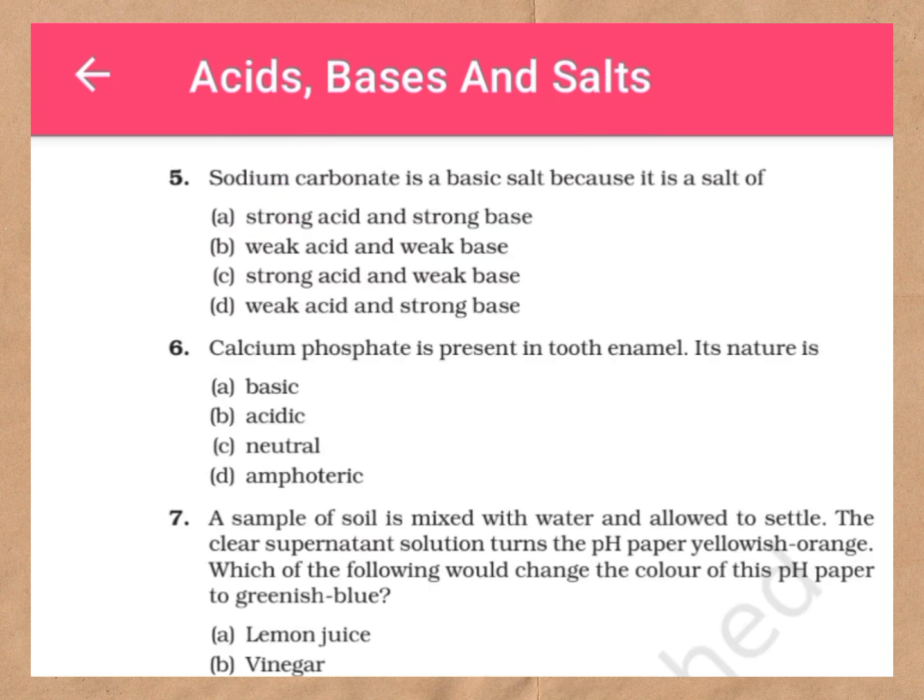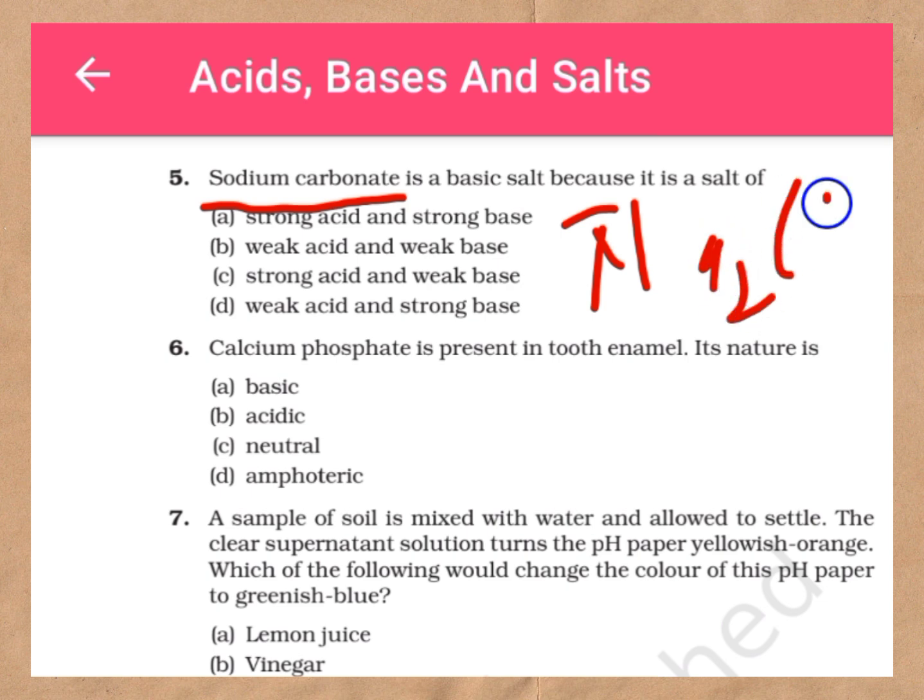Next question is question number 5. Sodium carbonate is a basic salt because it is a salt of. This salt is formed by the combination of 2 substances. One is from acid and second is base. So how do you identify? The basic idea to identify the basic salt formation is that this sodium carbonate, that is Na2CO3.